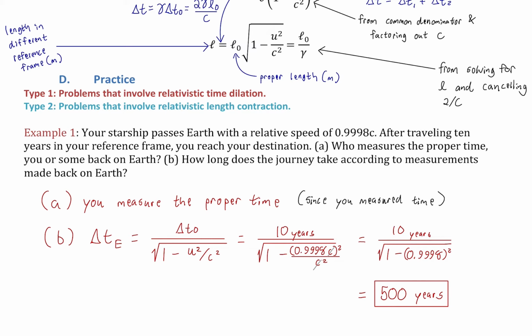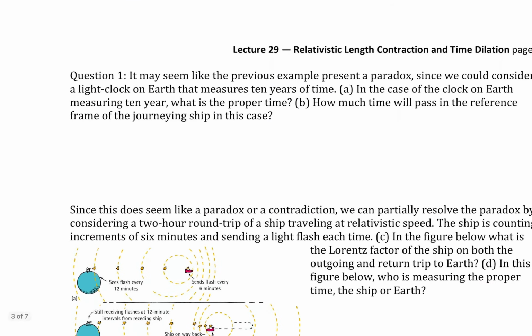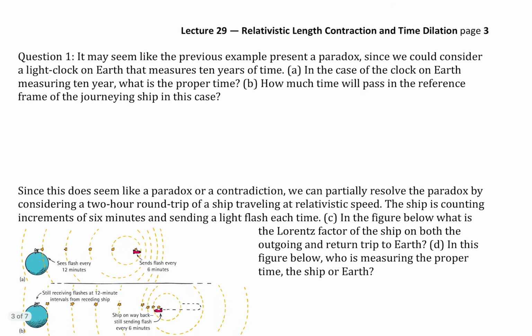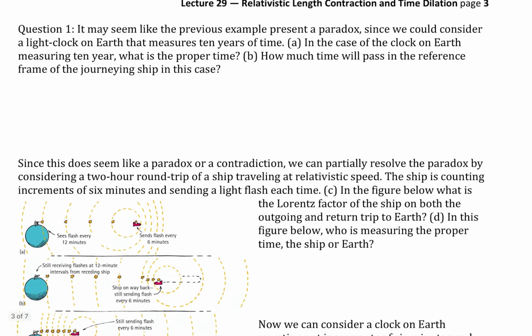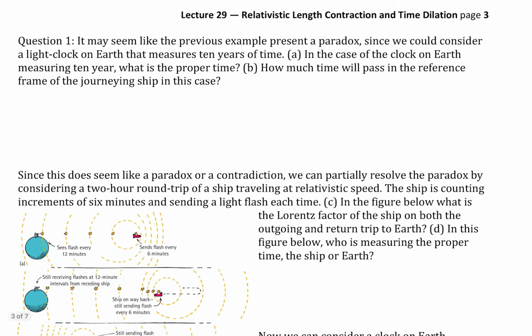Okay, but velocity is relative, right? So isn't it from the perspective of the person in the ship that the Earth is receding at that speed? Let's see. So it may seem like the previous example presents a paradox, since we could also consider a light clock on Earth that measures 10 years of time. We could also consider measurements made on Earth, okay?